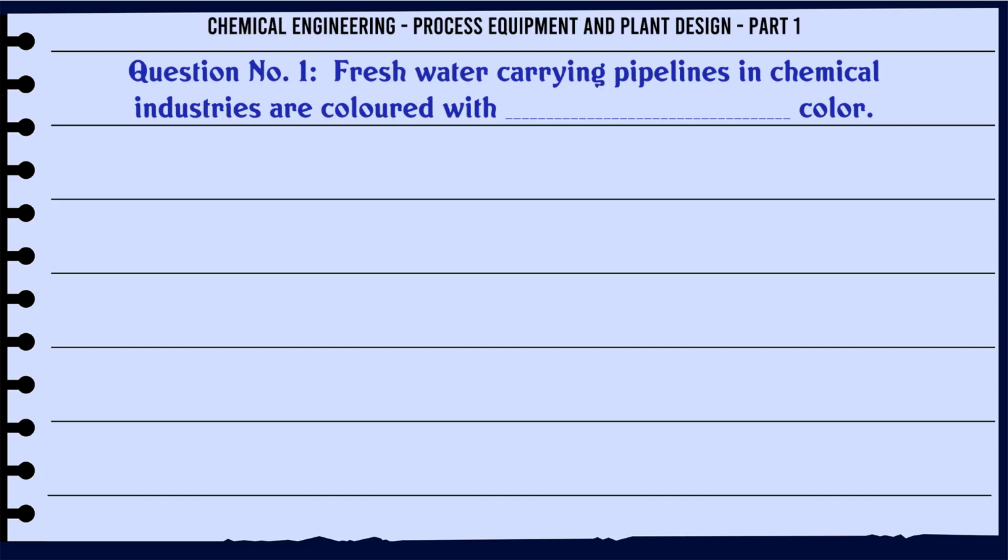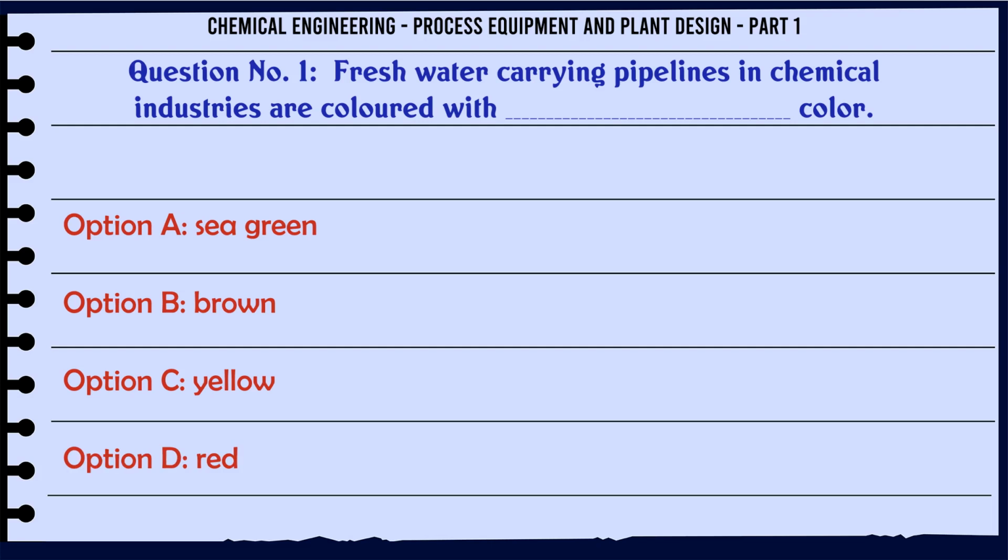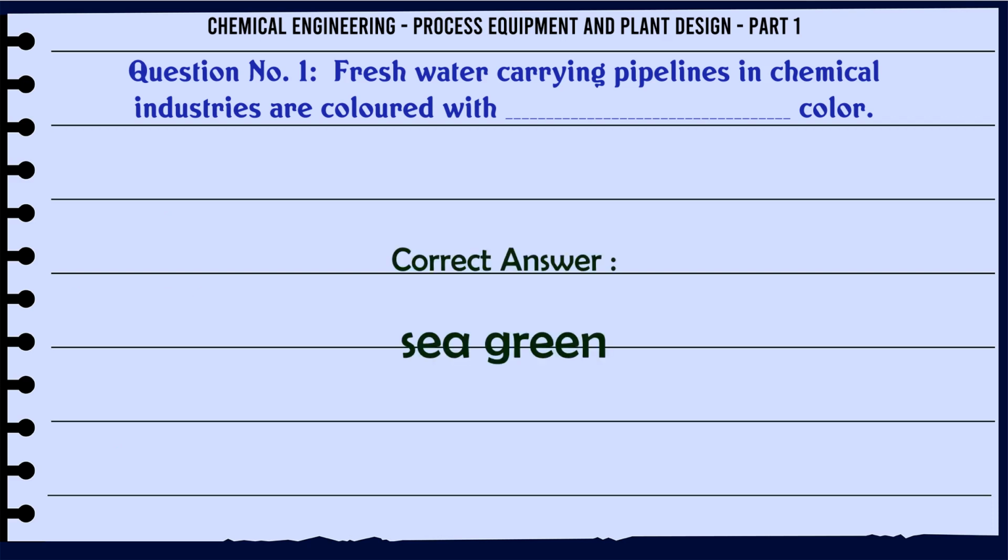Freshwater carrying pipelines in chemical industries are colored with ______. Color: A. green, B. brown, C. yellow, D. red. The correct answer is C.